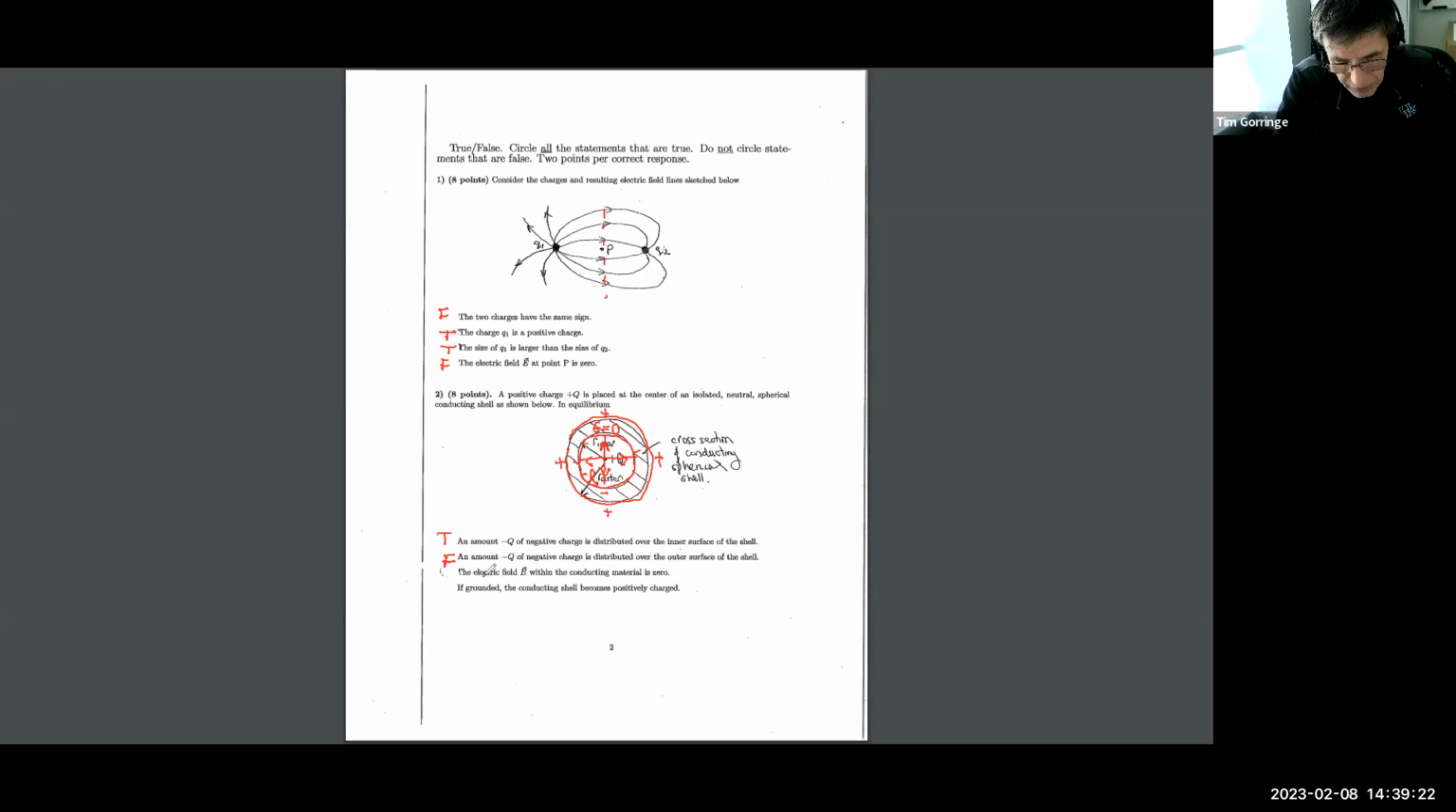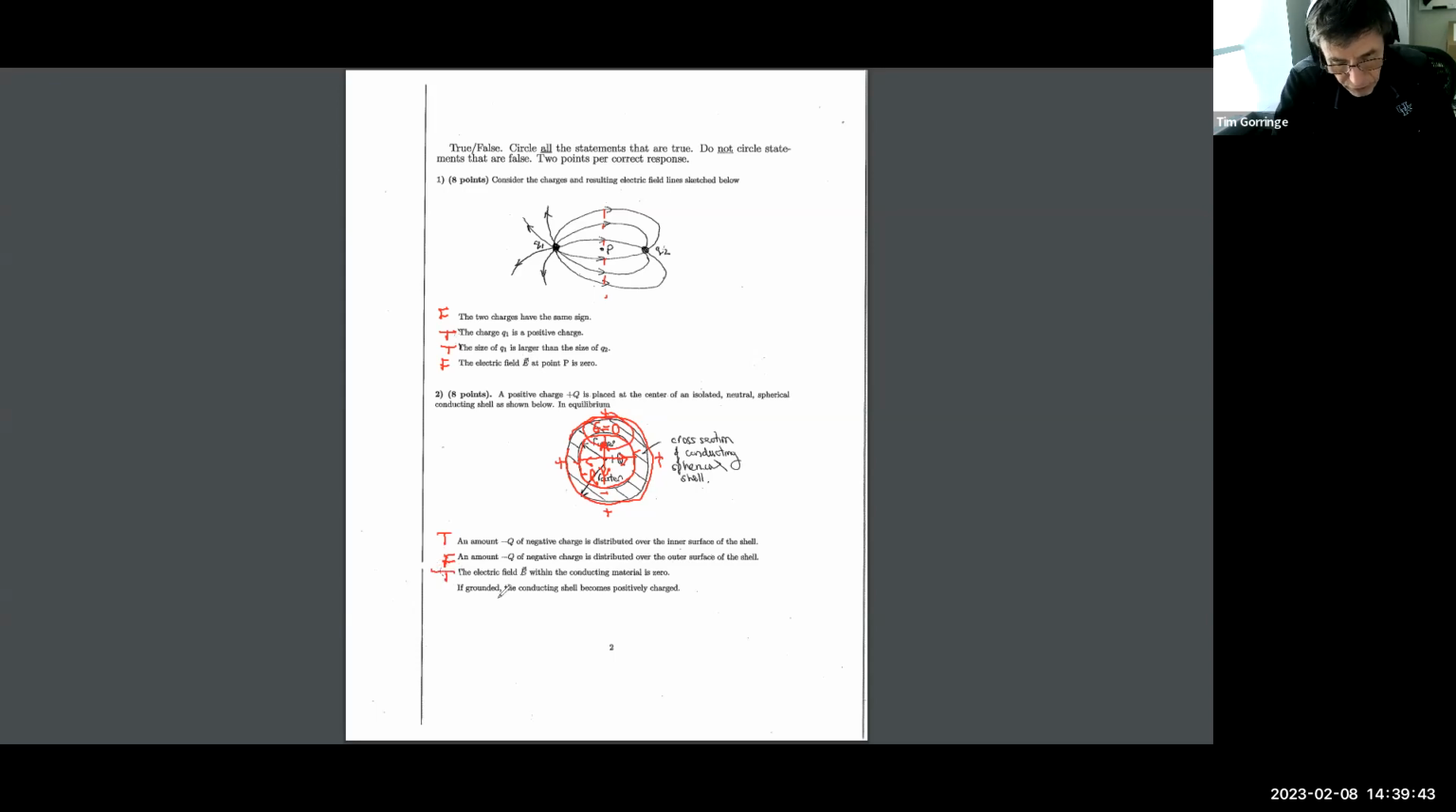Third statement says that the electrical field inside the conducting cavity is zero. Well, that statement is true. That statement was the basis, I wrote it down here, for which we analyzed the cavity, that the electrical field inside the cavity in equilibrium is zero. And so that statement is true.